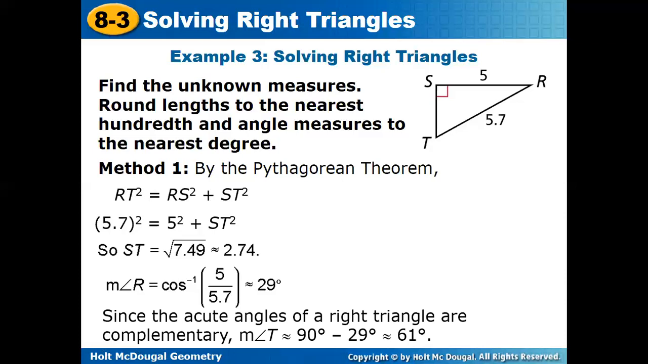And because we know that the two acute angles in this right triangle, or in any right triangle, are complementary, it means the sum of their measures equals 90 degrees. So measure angle T equals 90 minus 29 degrees, which is approximately 61 degrees.